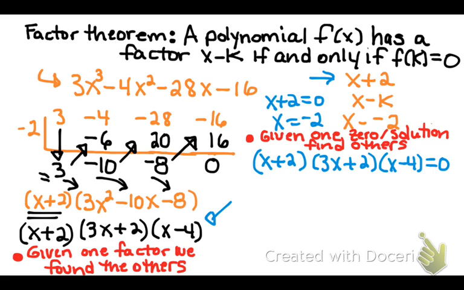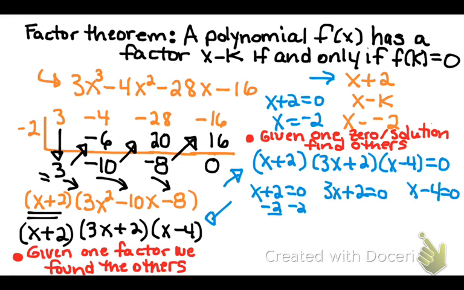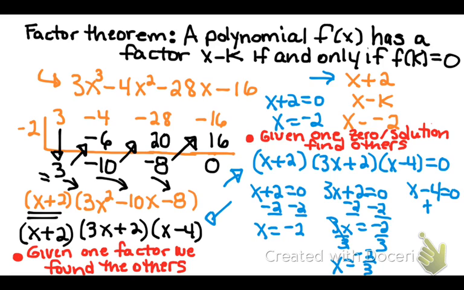I set the factored form to 0, so x plus 2 equals 0, 3x plus 2 equals 0, x minus 4 equals 0. Subtract 2 from both sides, x equals -2, subtract 2, 3x equals -2, divide both sides by 3, x equals -2 thirds, and add 4 to both sides. X equals 4.